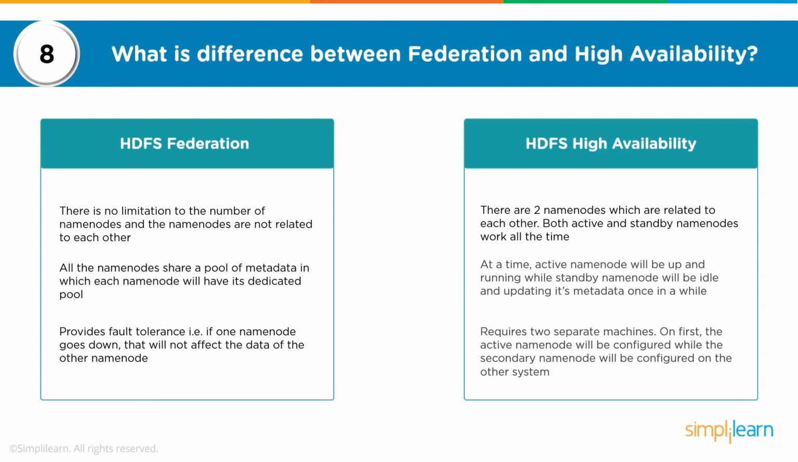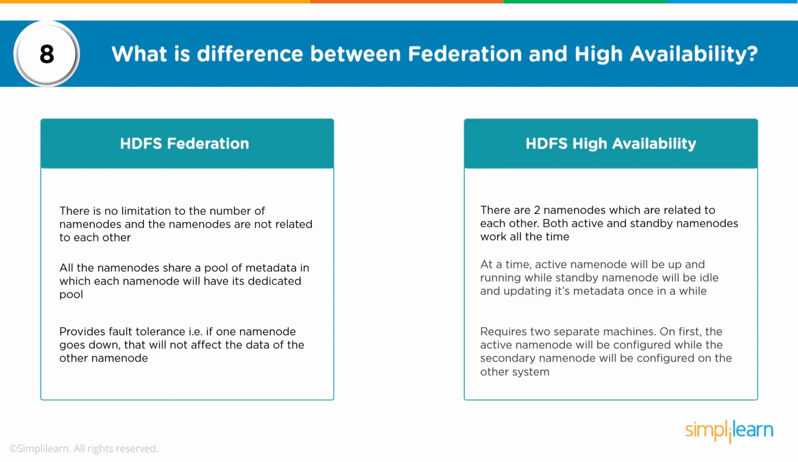What is the difference between federation and high availability? Now these are the features which were introduced in Hadoop version 2. Both of these features are about horizontal scalability of NameNode. So prior to version 2, the only possibility was that you could have one single master, which basically means that your cluster could become unavailable if NameNode would crash. So Hadoop version 2 introduced two new features, federation and high availability. However, high availability is a popular one.